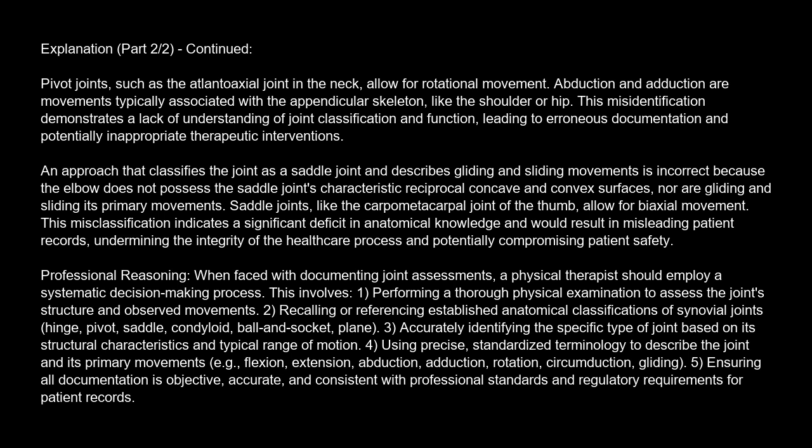Professional reasoning. When faced with documenting joint assessments, a physical therapist should employ a systematic decision-making process. This involves: 1. Performing a thorough physical examination to assess the joint structure and observed movements. 2. Recalling or referencing established anatomical classifications of synovial joints: hinge, pivot, saddle, condyloid, ball and socket, plane. 3. Accurately identifying the specific type of joint based on its structural characteristics and typical range of motion.